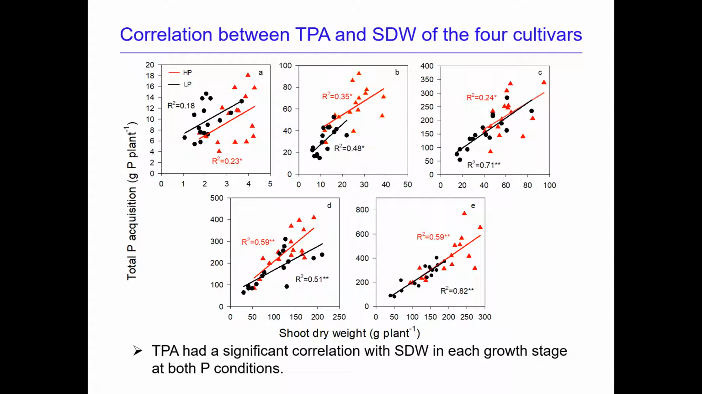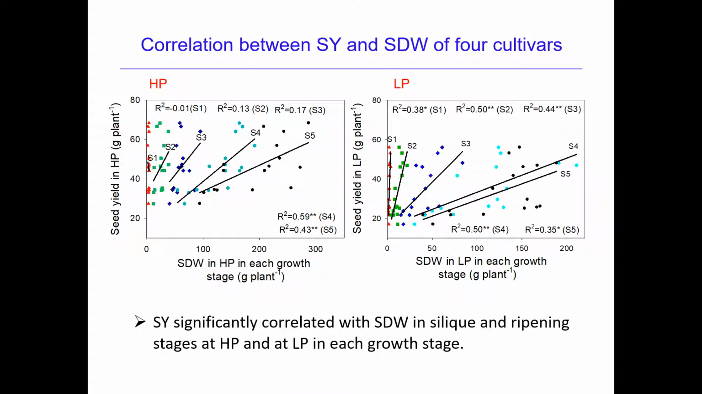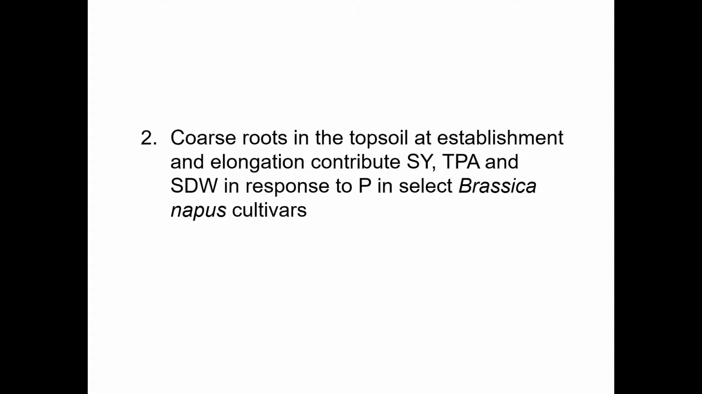The specific result is that total P acquisition had a significant correlation with root surface area and coarse root length in topsoil at high P, and with the total root length, coarse root length, and root surface area in topsoil in bolting stage at low P. As for the shoot weight, we found that it had a significant correlation with the root surface area in the topsoil in the silique stage, and with the total root length, root surface area, and coarse root length in bolting and silique stages at low P.